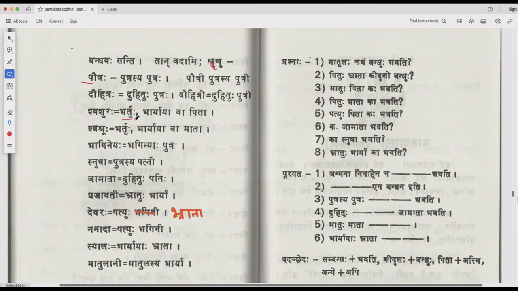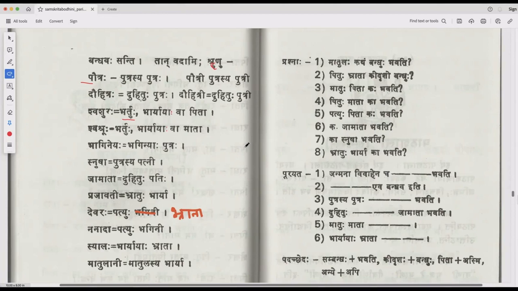Shvashruhu. Bhartuh bharyayaha va mata. Mother-in-law, husband or wife's mother. This should actually be a visarga here in both cases, but it is removed because of sandhi. Okay.